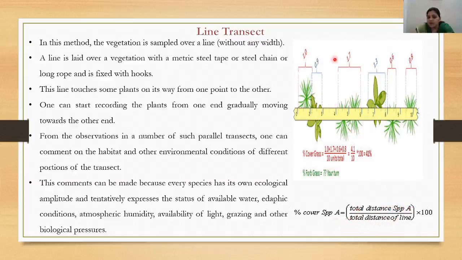So this is the total distance of the plant or the species, divided by the total distance of the line, multiplied by 100. It gives us the percentage cover of a specific species.